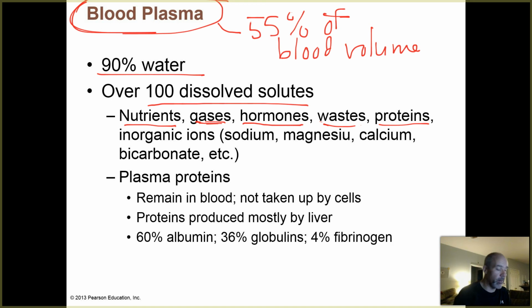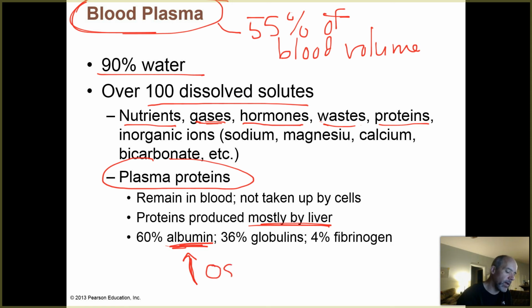You also have a fair amount of plasma proteins. Remember, proteins are larger organic molecules, and these stay in your blood. Most of them are not taken up by your cells. They're mainly produced by your liver, which we'll hear more about later. About 60% of your plasma proteins are albumin proteins. Albumin proteins play a really important role in osmosis and osmotic pressure.